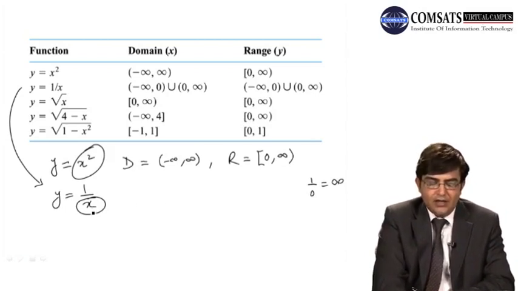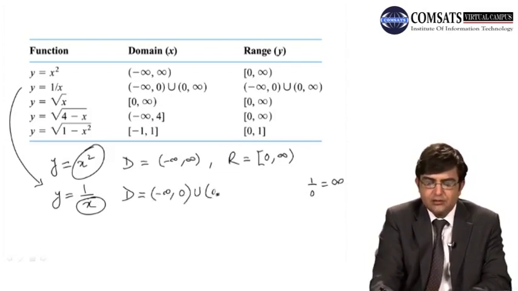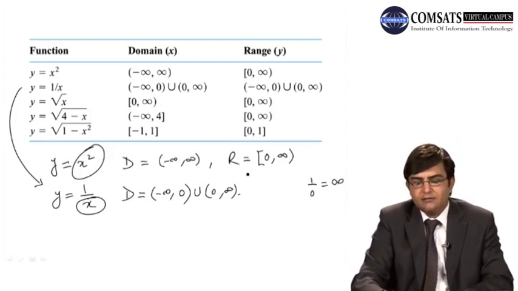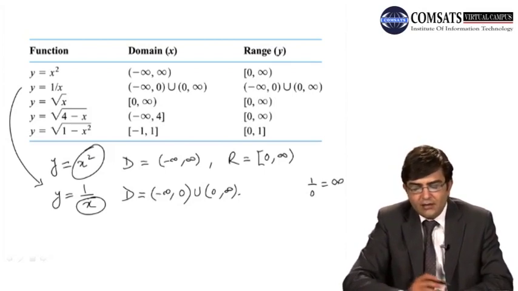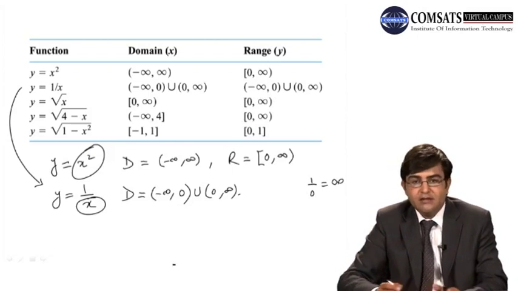So the domain of this function must not contain x equal to 0. So the domain could be minus infinity to 0 union 0 to infinity. We have excluded 0 from the set of real numbers, because if we put 0 here, we will obtain infinity, undefined. So this function cannot have x equal to 0.